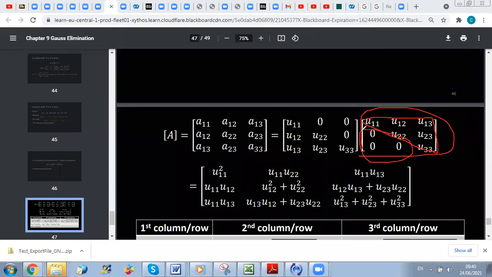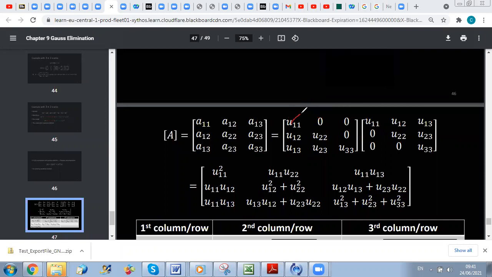So now in this case we want to find what is U to verify that U transpose times U will give us A. Okay, so U transpose here you can get it by just switching rows, and rows will become columns. So U11, U12, U13 will become the first column of U transpose. 0, U22, U23 is the second column. 0, 0, U33 is the third one. And now I will perform the multiplication according to the rules we have learned together.